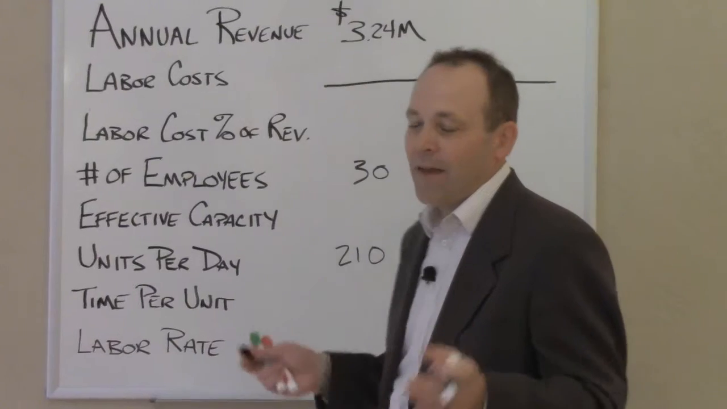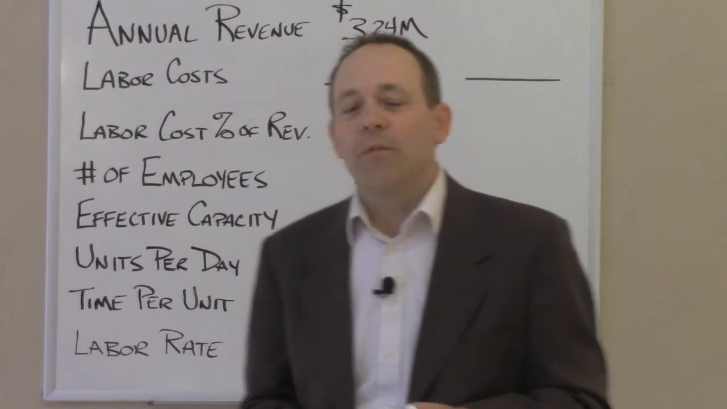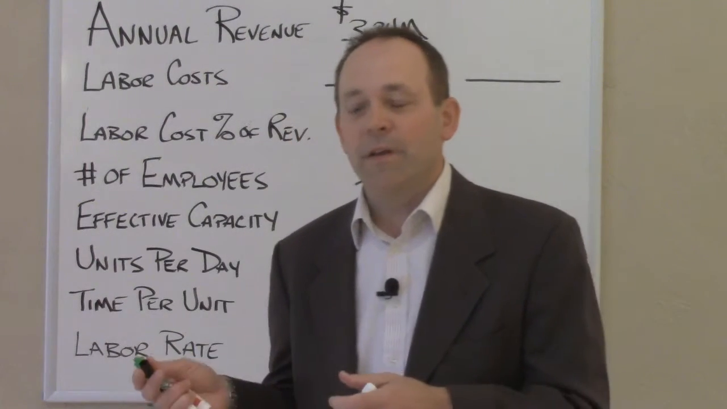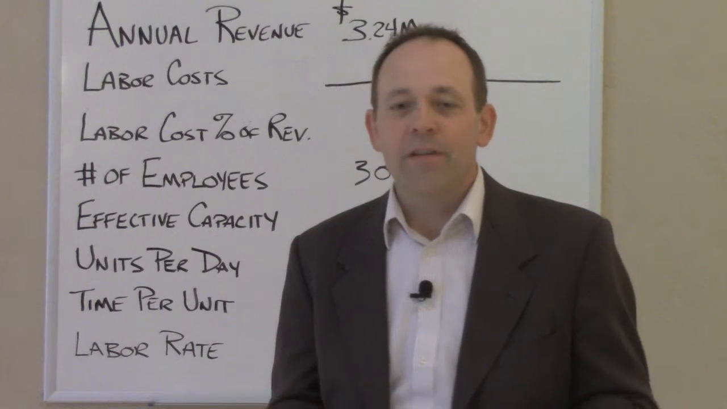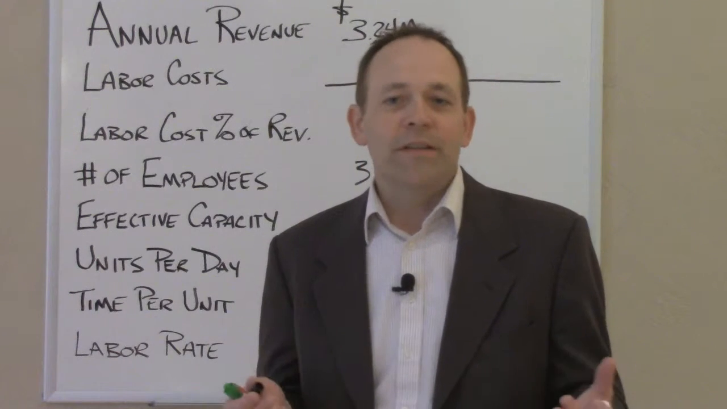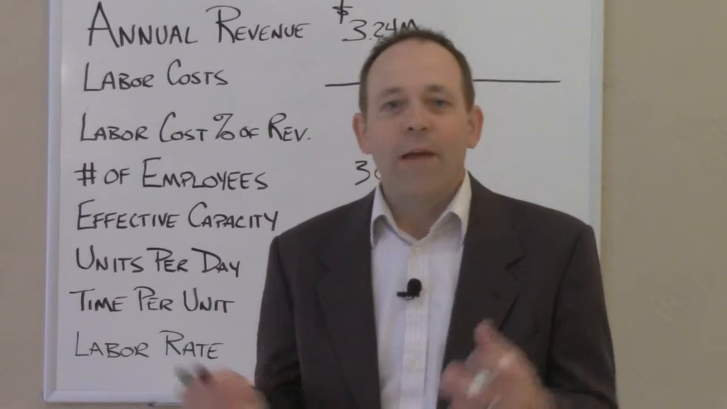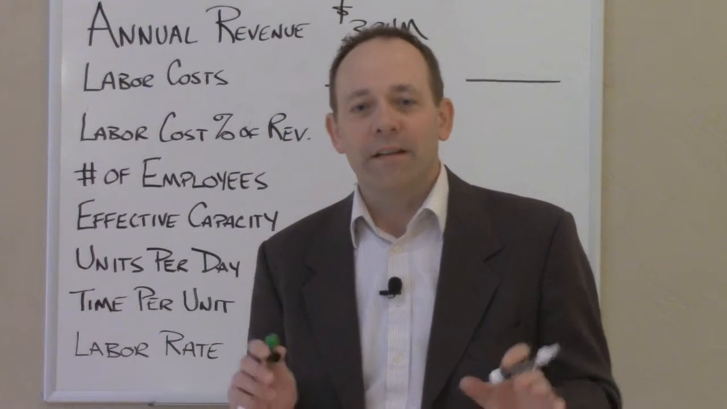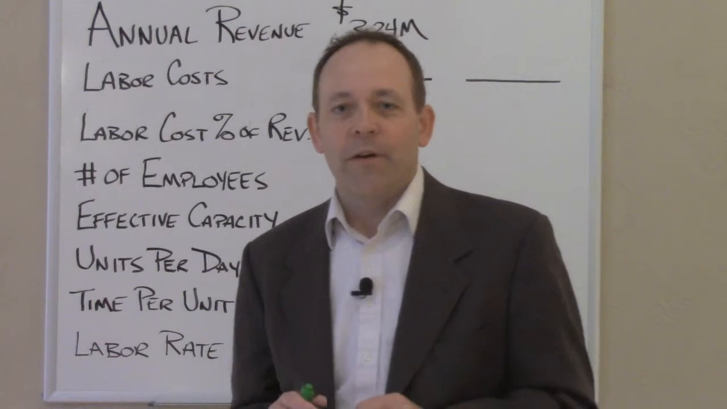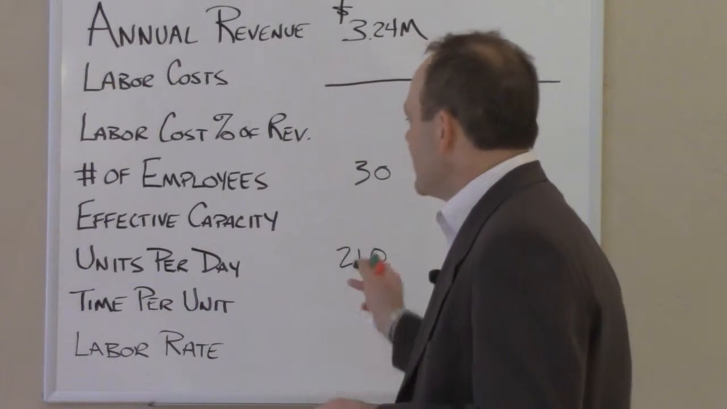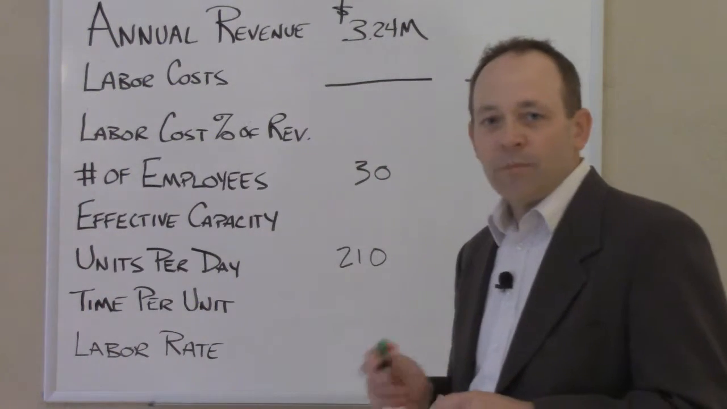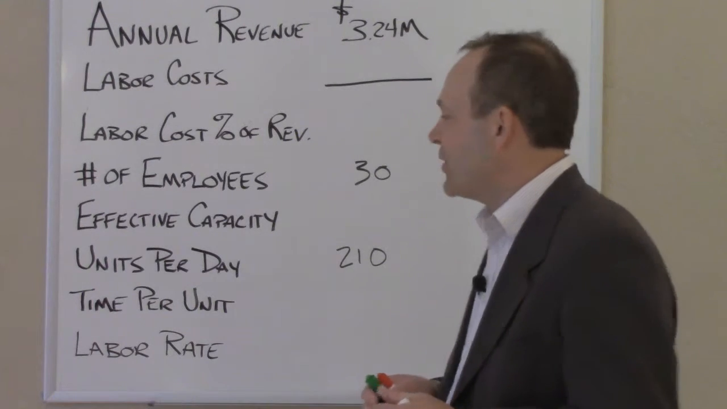Now, don't get hung up on that. Units are anything that a company produces to produce revenue. So this could be production and manufacturing. It could be number of service hours that you deliver to your customer. It could be loan applications. Whatever it is for your company, it's units of output that generate revenue. So in this case, this company uses 30 employees to produce 210 units per day.